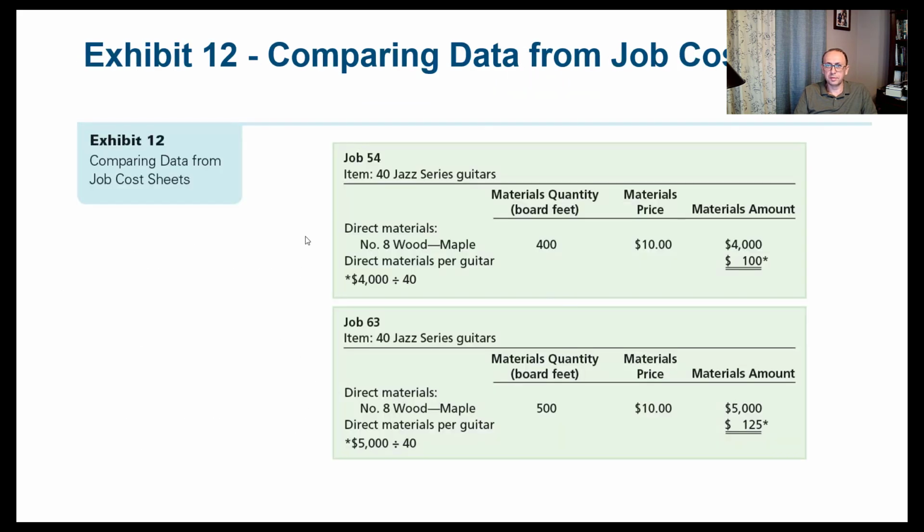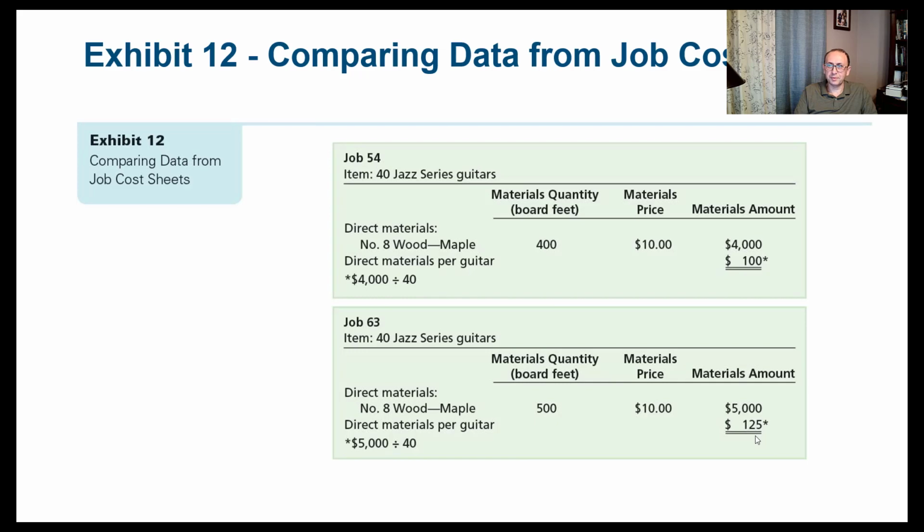So let's do a comparison here. We're comparing data from job cost sheets. We have job 54 and job 63, same number of guitars, 40 and 40. The material quantity is 400 in job 54, but it's 500 in job 63. The material price is still the same. The material amount here is 4,000 and here is 5,000. So this tells us that the direct material per guitar was $100 in the older job, job 54, but in the newer job, job 63, if we take the 5,000, which is the total value, divided by 40, that's $125.